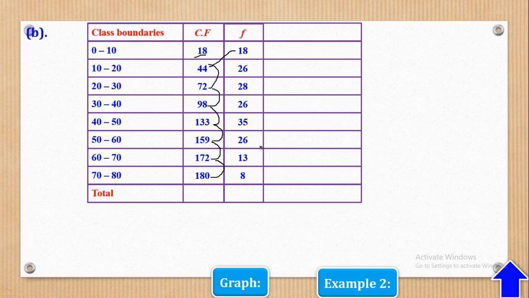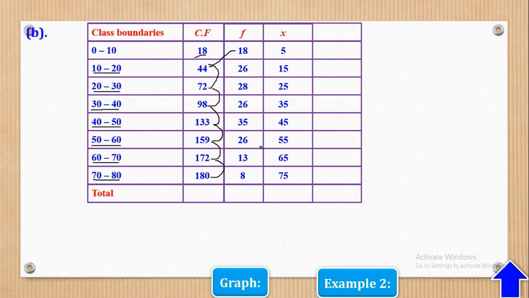Now because they asked for mean, you have to generate the values for X, which is the mid mark. For this we shall get the average of the upper and lower class boundaries, and that would be the value for X. So when I say 0 plus 10 divided by 2, I'll come up with 5. 10 plus 20 divided by 2, I'll come up with 15. 20 plus 30 divided by 2, I'll come up with 25. 30 plus 40 divided by 2, I'll come up with 35. 40 plus 50 divided by 2, I'll come up with 45. 50 plus 60 divided by 2, I'll come up with 55. 60 plus 70 divided by 2, I'll come up with 65. 70 plus 80 divided by 2, I'll come up with 75.